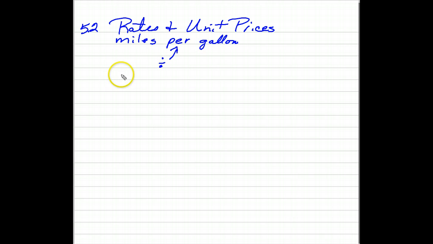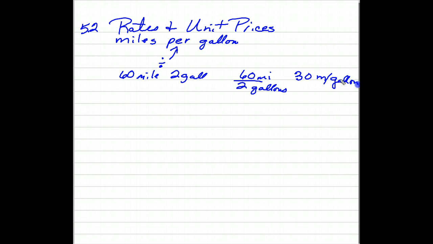So if you were going to find miles per gallon, you would do how many miles. Like if you did 60 miles and it took 2 gallons, you would do 60 miles divided by 2 gallons. So that would give you 30 miles per gallon. Okay, this is your unit rate when it's only got one unit on the bottom. So you do the top divided by the bottom to get the unit rate. This is a unit rate.